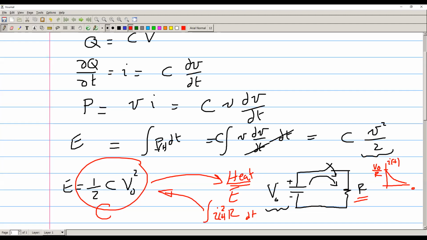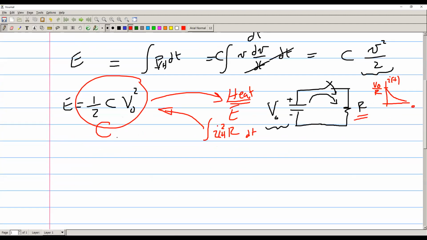So it's very important to consider that we have energy stored here, and we're going to deal with that and use it in several applications. If I have, let me give you an example.